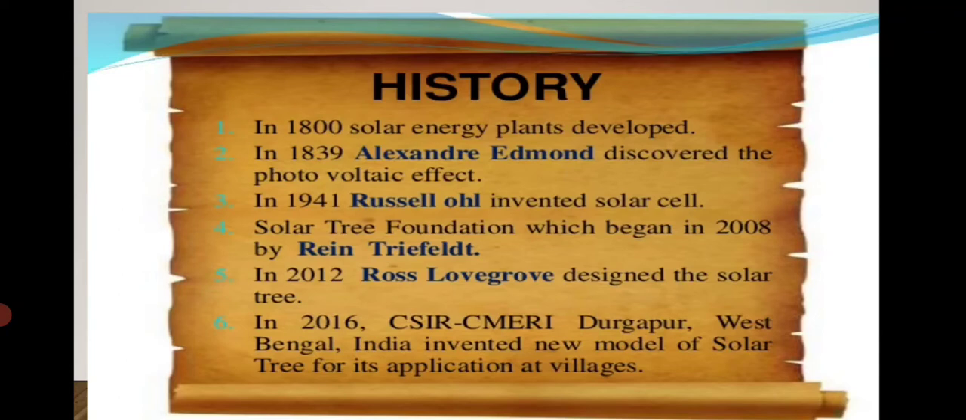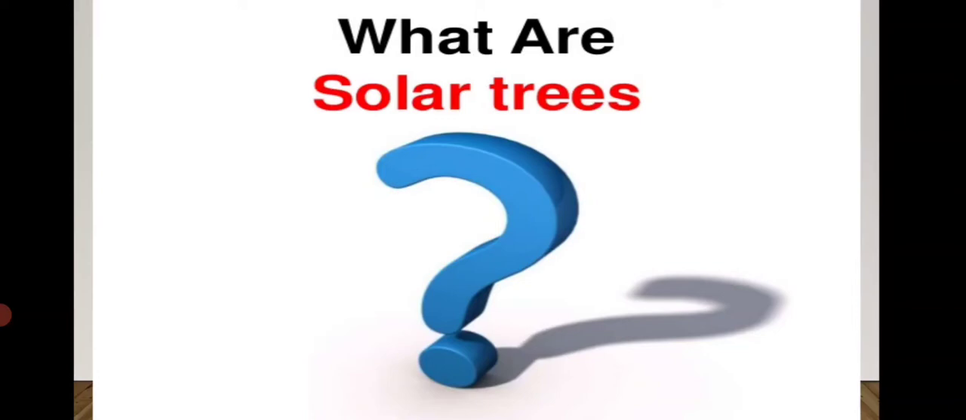Let's come to the history. In 1800, solar energy plants developed. In 1839, Alexander Edmond discovered the photovoltaic effect. In 1941, Russell Ohl invented solar cell, and then Solar Tree Foundation began in 2008 by Ron Trifeld. In 2012, Ross Lovegrove designed the solar tree. In 2016, CSIR CMERI Durgapur, West Bengal, India invented a new model of solar tree for its application at villages.